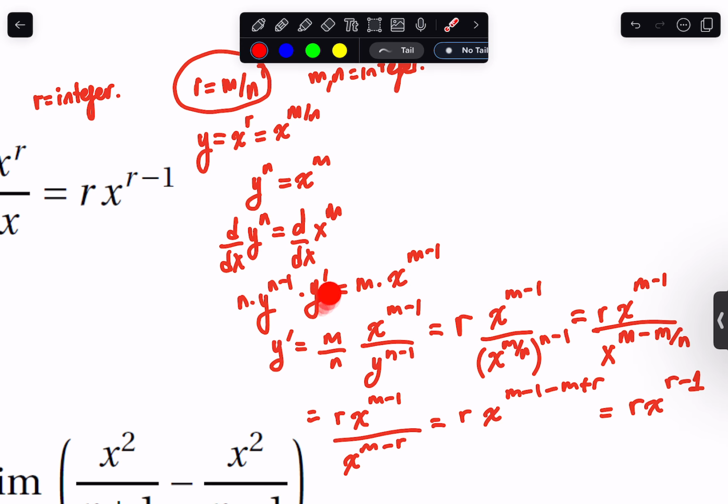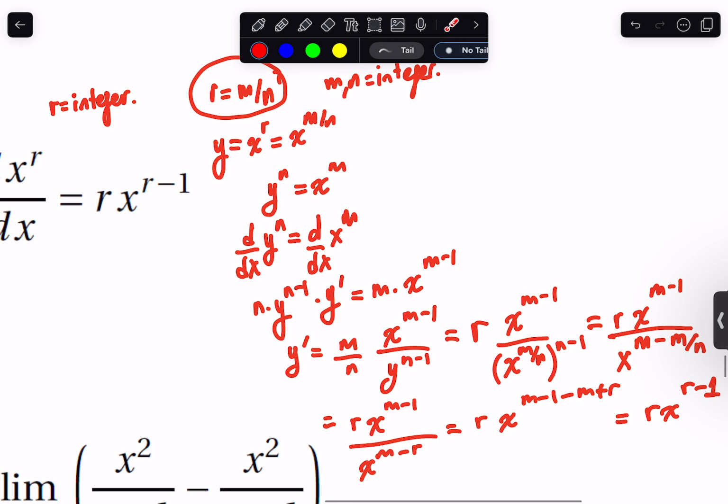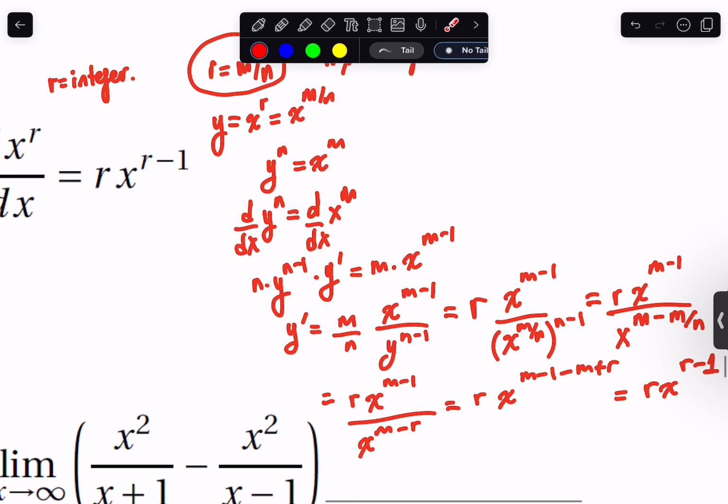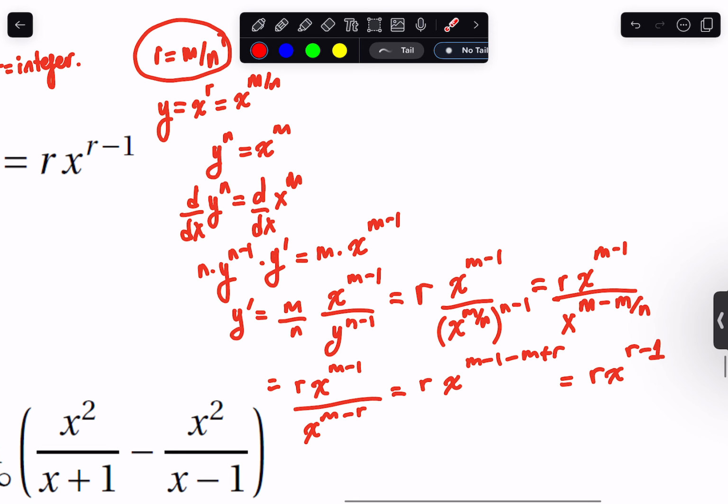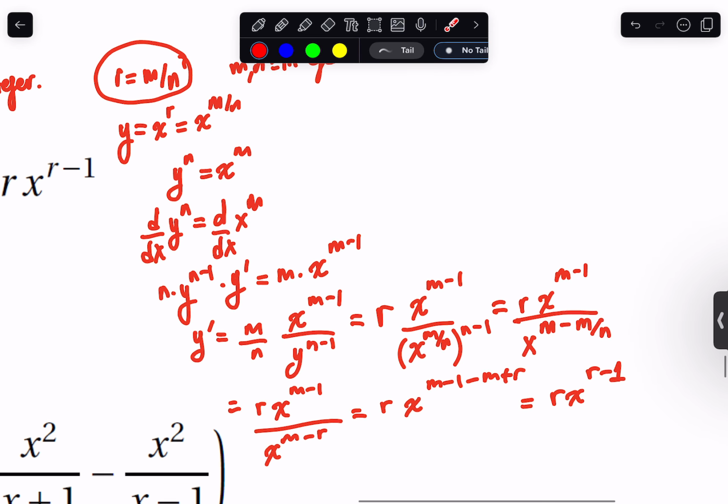Now remember that we're trying to find y prime. Why? Because we're trying to find the derivative of x to the power r. Okay? So if we solve this for y prime, we get m over n times x to the power m minus 1 divided by y to the power n minus 1. Now m over n was our number r. This is the same thing.